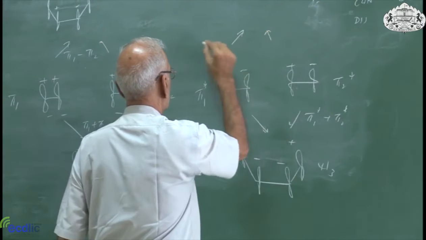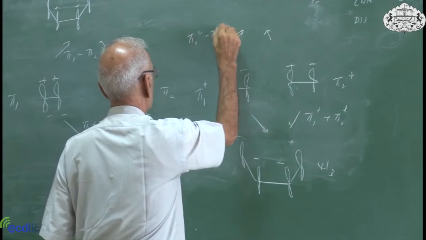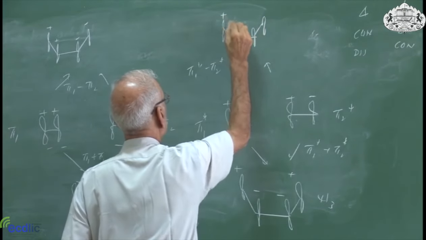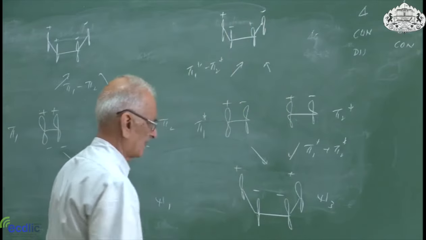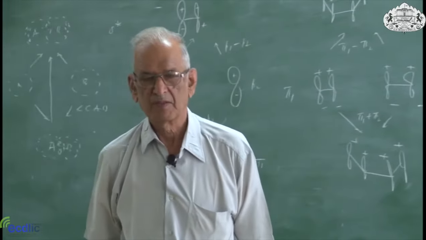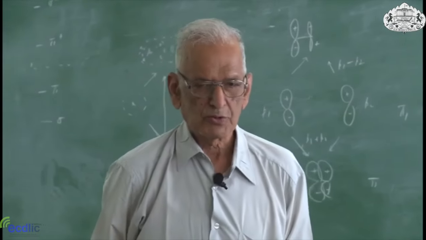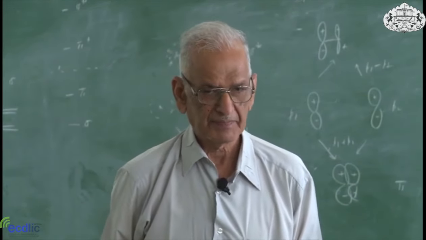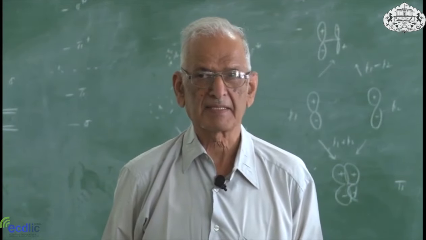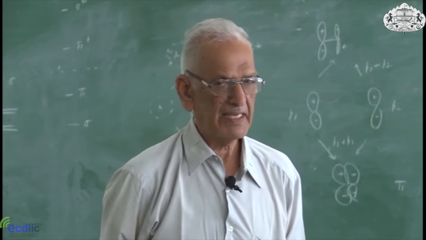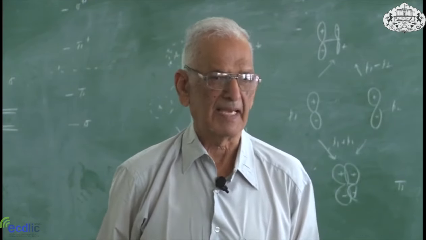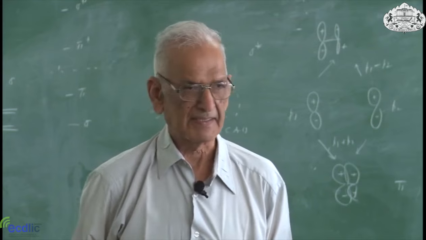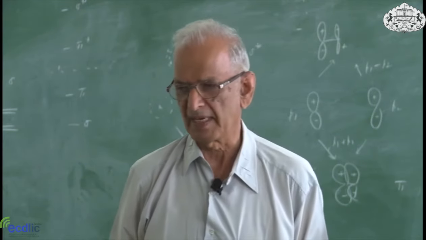and pi 1 star minus pi 2 star gives plus minus plus minus. So in butadiene there are going to be four orbitals. Psi 1 will be plus plus plus plus. Psi 2 will be plus plus minus minus. Psi 3 will be plus minus minus plus. Psi 4 will be plus minus plus minus.